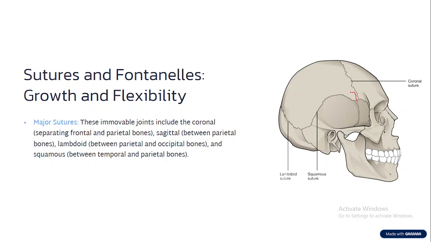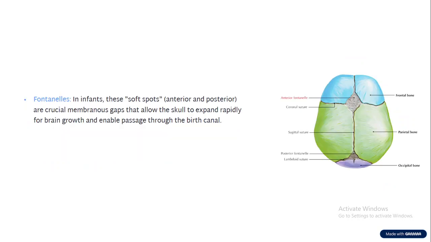Then the major sutures which are present in the skull are the coronal suture. This is the coronal suture, which is present between the frontal bone and the two parietal bones. Then second is the sagittal suture, which is present between the two parietal bones. Then lambdoid suture, which is present between the parietal bone and occipital bone, and squamous suture, which is present between the temporal bone and parietal bone. These are the major sutures of the skull.